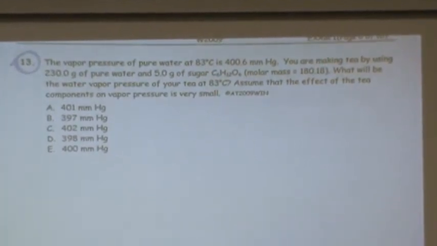Certain problem is about Raoult's law, right? Yeah. It's about dissolving a non-volatile substance in water, a volatile substance, right?